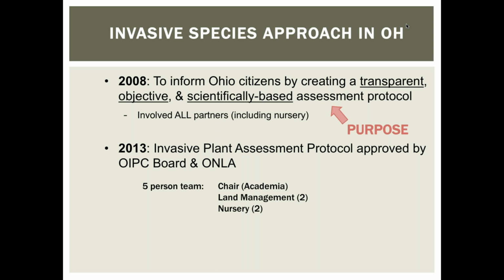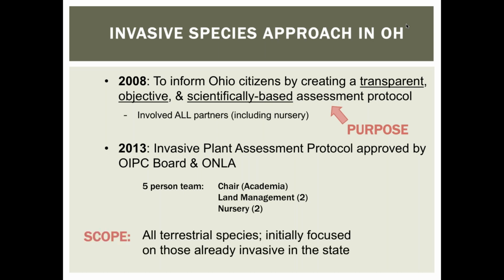So what our process is, essentially, we have a 5-person team in the state. We have a chair, that's me, usually from academia, although I guess not necessarily required. We have 2 members who represent the interests of land managers, and then 2 members who represent the interests of the nursery industry. So again, that's because in Ohio, we have all those different components really important in our state.